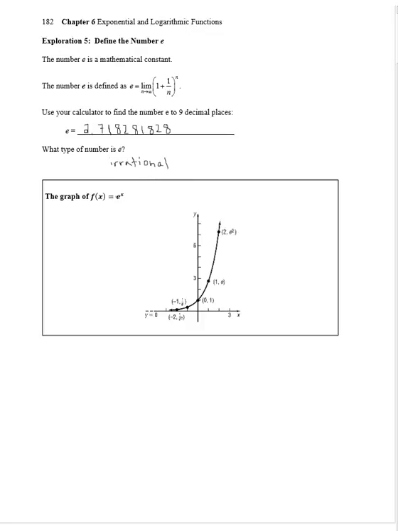Okay? The graph of e^x is just like our regular exponential functions. If e is the base, the growth factor, and x is the exponent, we have exactly the same thing as we have for all the other exponential functions. We have the points (-2, 1/e²), (-1, 1/e), (0, 1), (1, e), and (2, e²).